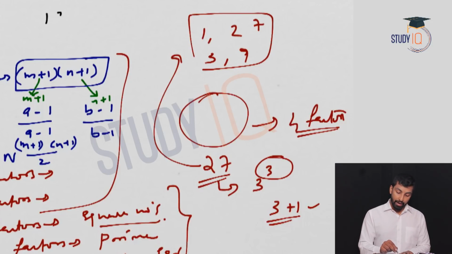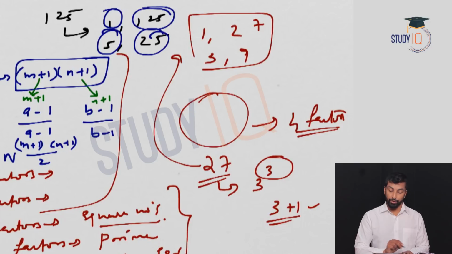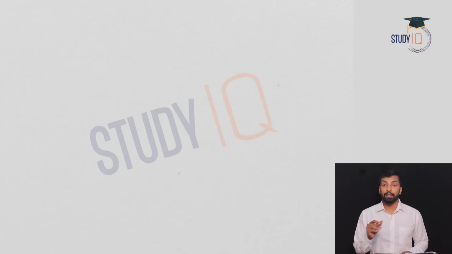Then, if you take 125, what are the factors? 1 is a factor, 125 is a factor, 5 is a factor, 25 is a factor. So if you observe here, apart from 1, the factors are 5, 5 square and 5 cube. Now, in this session, we are going to discuss factorials.